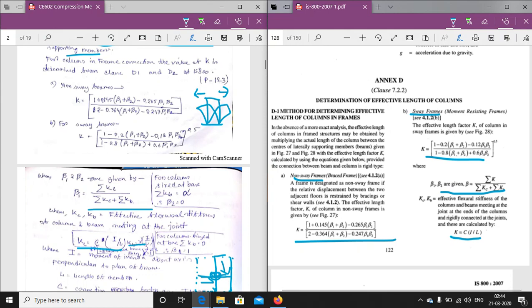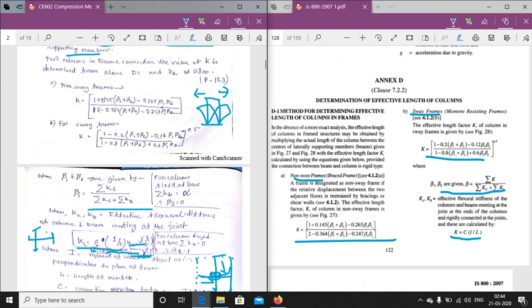There is a small part written here. You can see in your note that if the beams are braced, then the value of lambda will be equal to 1. So if it is specified that the columns are braced, that means they are fixed, then the value of lambda will be equal to 1.